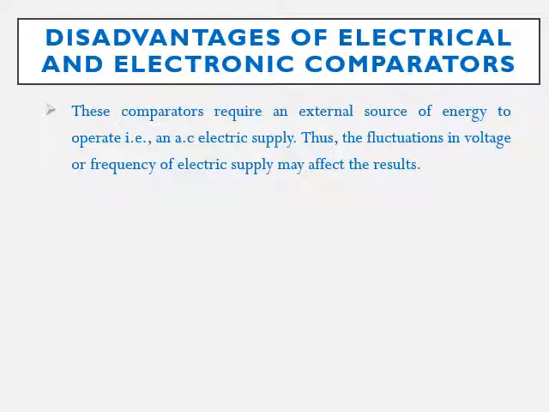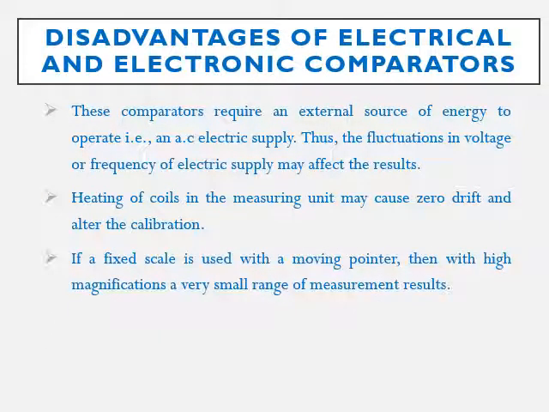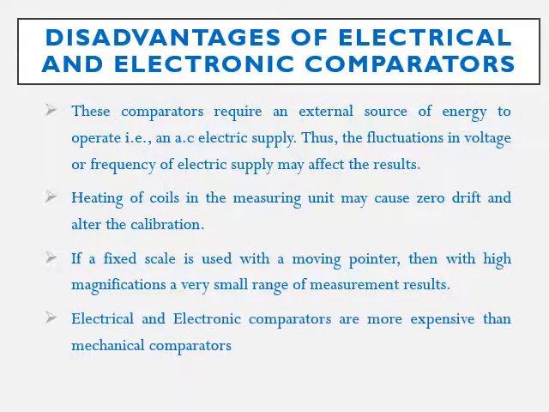Some of the limitations are these comparators require an external source of energy to operate, that is AC electrical supply. Thus, fluctuation in voltage or frequency of the electrical supply may affect the result. Heating of coils in the measuring unit may cause zero drift or alter the calibration. If a fixed scale is used with a moving pointer, then with a high magnification, a very small range of measurement results. Electrical and electronic comparators are more expensive compared to the mechanical comparators.